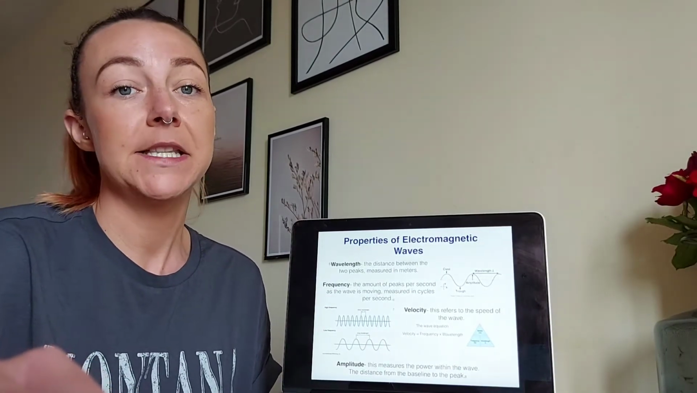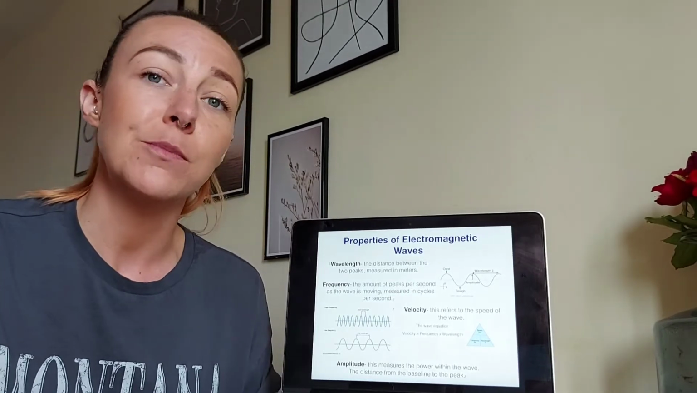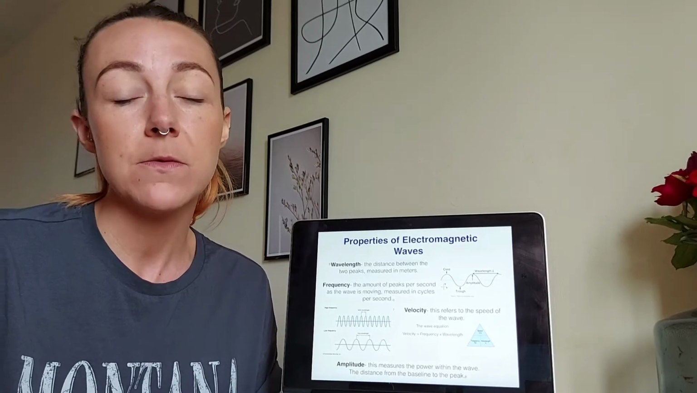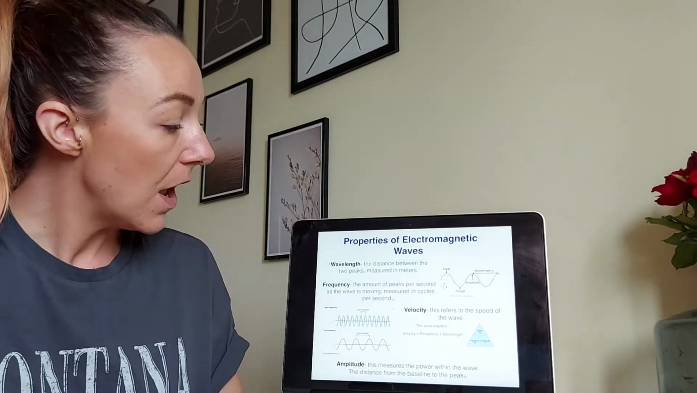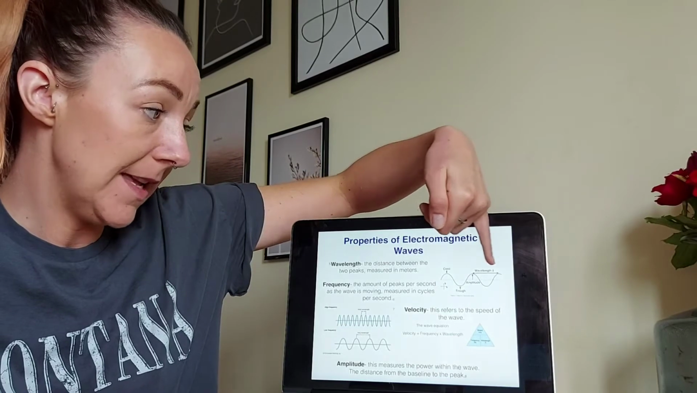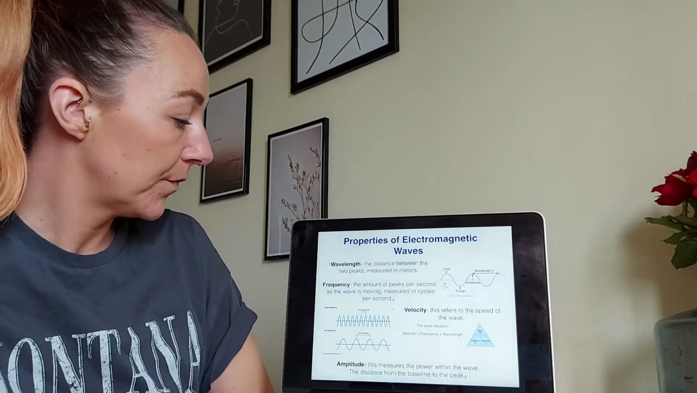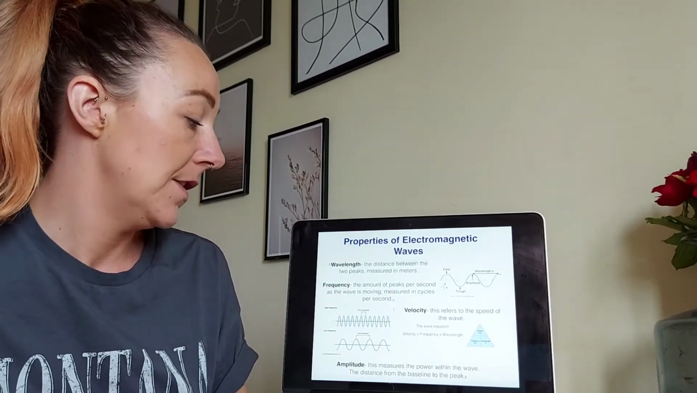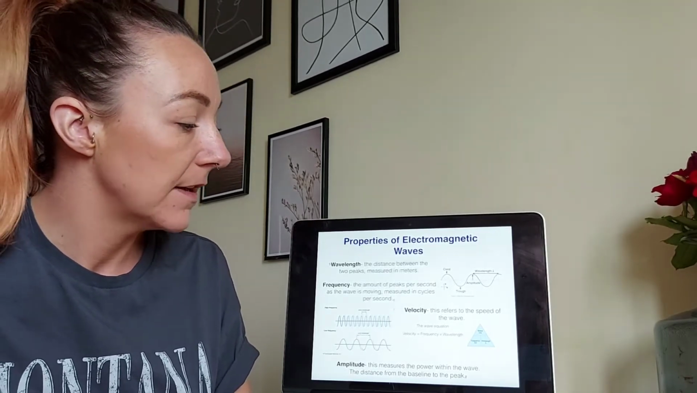We need to understand the shapes and measurements of electromagnetic waves, and there are four properties of waves. These are wavelength, frequency, velocity, and amplitude. Wavelength is the distance between the two peaks, as we can see here, and this is measured in meters. Frequency is the amount of peaks per second as the wave is moving. This is measured in cycles per second.